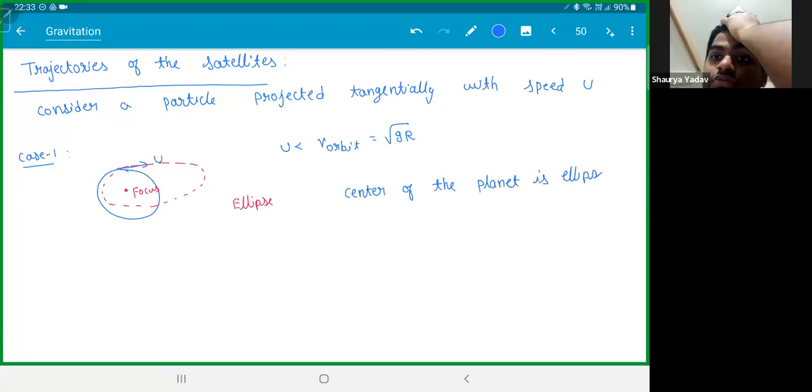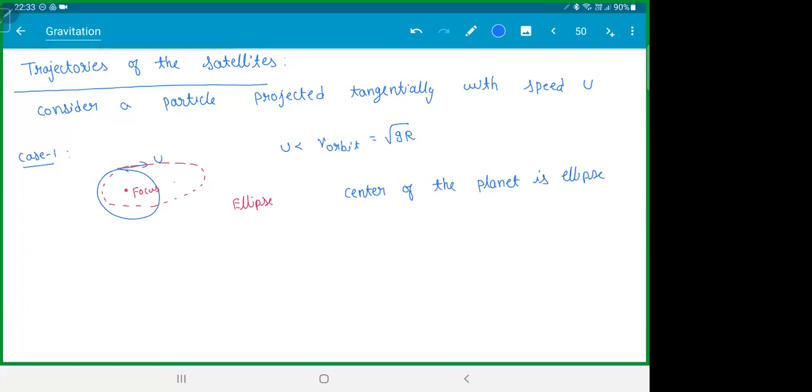So which? There are two focuses. One of the focus is the center. If you project exactly u is equal to v orbit, you go in a proper circle. That is the meaning of orbit, orbital velocity.